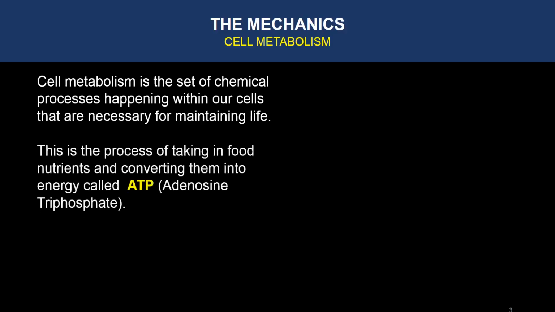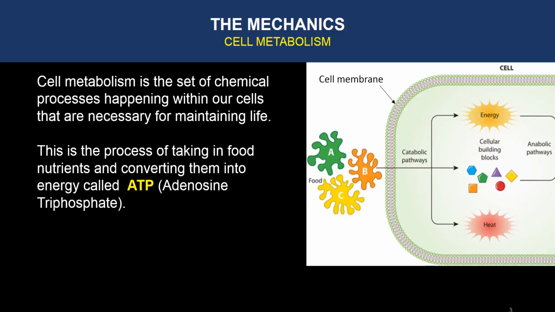A more simplified version is this: it is the process of taking in food nutrients and converting them into energy called ATP, or adenosine triphosphate. Now what happens is after digestion, the nutrients get into the bloodstream, and at the end they enter the cells and they get metabolized into ATP. So this process that takes place within the cells is what we refer to as cell metabolism. You need to know a little more on that, especially those who are not medically trained.